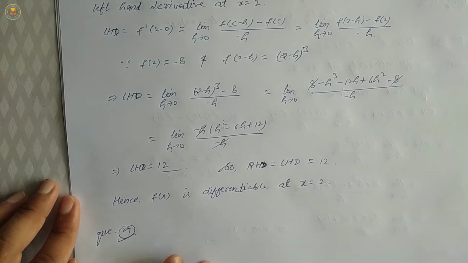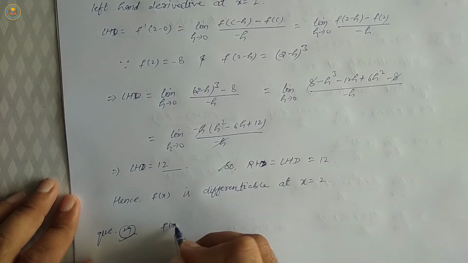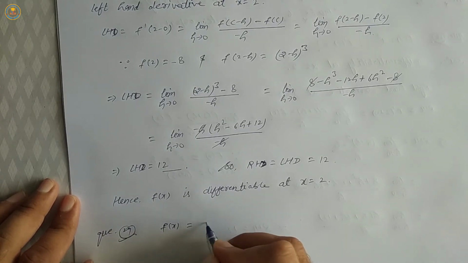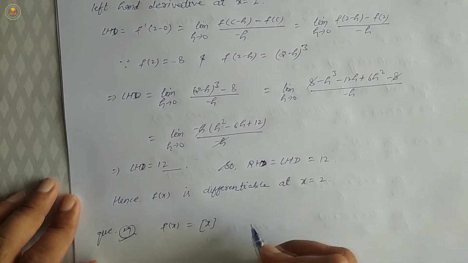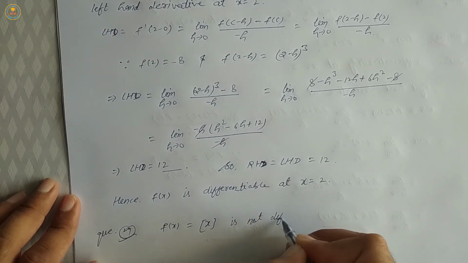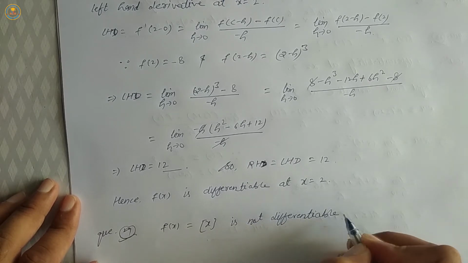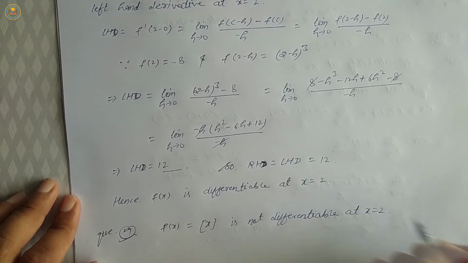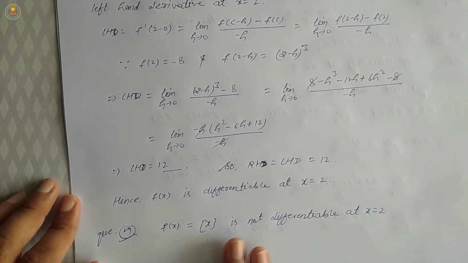Show that the greatest integer function f(x) is equal to greatest integer of x is not differentiable at x is equal to 2.